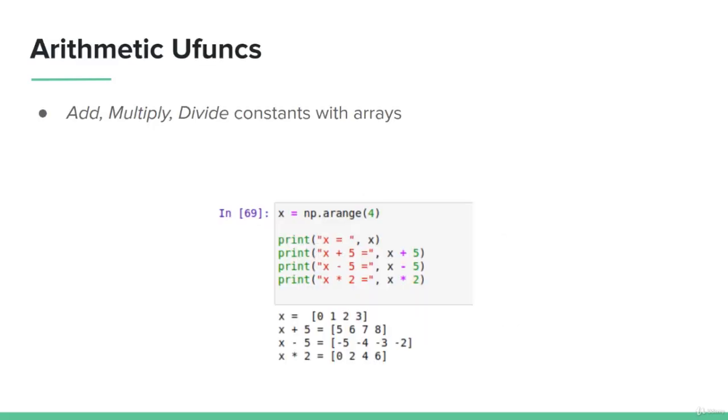Okay, so let's start with simple functions. We are going to create an array x ranging from 0 to 3. First, we're going to add constants to arrays. These are the simplest operations. If we have an array and we add 5 to it, every value of the array gets an addition of 5, and similarly a negation, a multiplication by 2, and so on. So if we're adding, multiplying, or dividing constants with arrays, the operation will be applied to all values in the array.